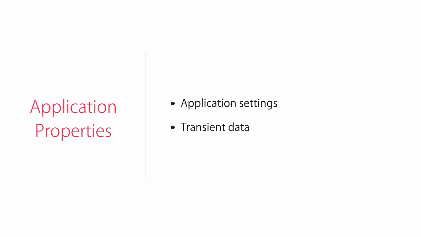Let's say you're building a messaging application. The user might be in the middle of typing something, and before saving the data, the application crashes. When they come back to the application, they will be really disappointed if the data is lost. So this is what we call transient data, data that is not persisted yet. We can use application properties to store transient data.